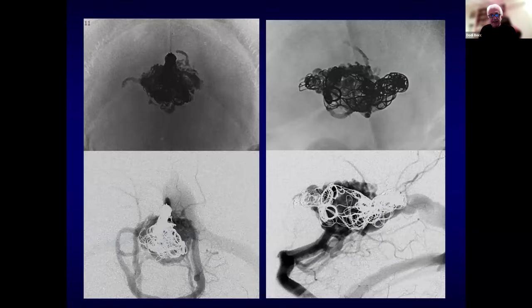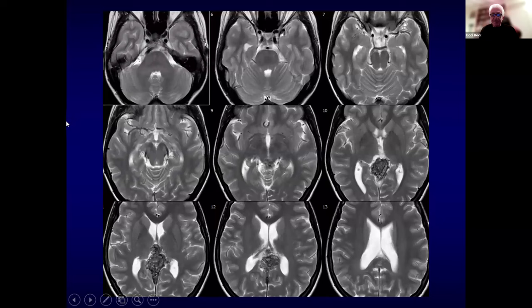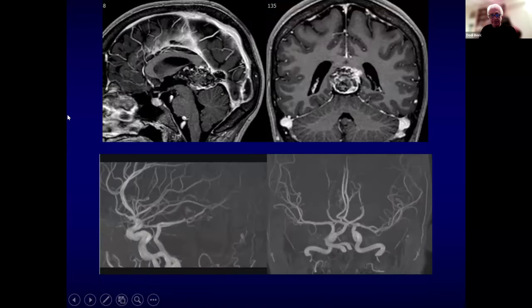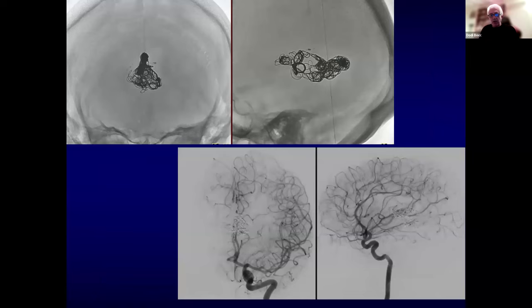meningeal arteries. And I like to show this to compare where the glue has gone to the initial image of the feeders around the vein, both on the lateral view and on the AP view. You can see all this has been filled with glue. So now we have a 7-month MR follow-up. Finally, we don't have any more vessels. And a 2.5 years follow-up. Now she's 24. And now we can say that finally she's been cured.